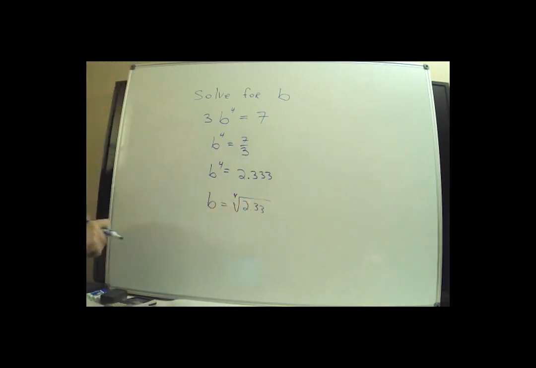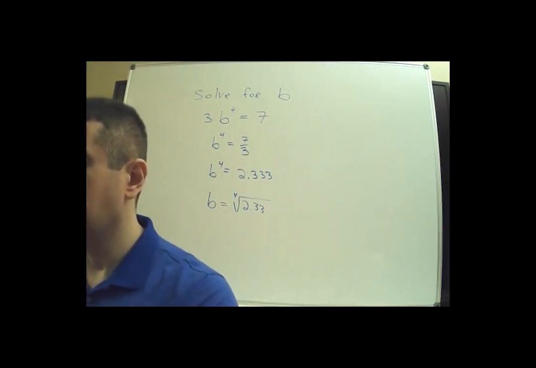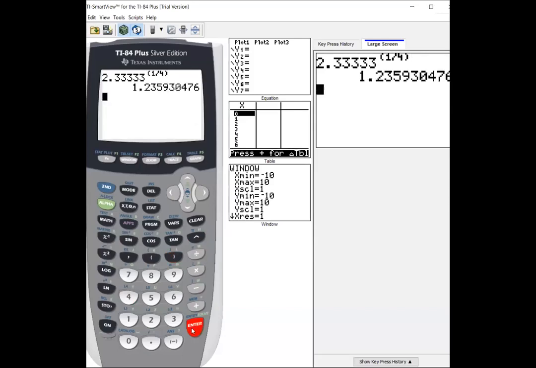So now really quick, let's make our switch to the calculator. This is what you're going to do. You're going to take 2.33. Do the power, and be very careful. Put parentheses and put 1/4. I need to do the 1/4 power. Sometimes I might do the 1/3 power, whatever, and then hit enter. So I get 1.235.